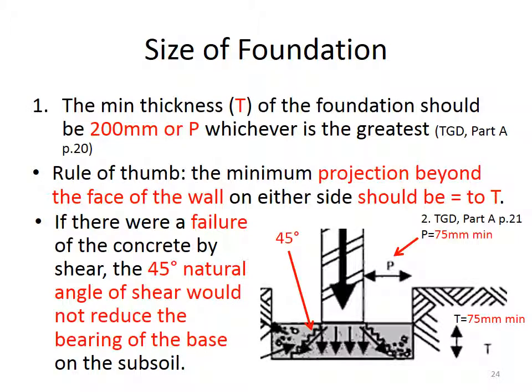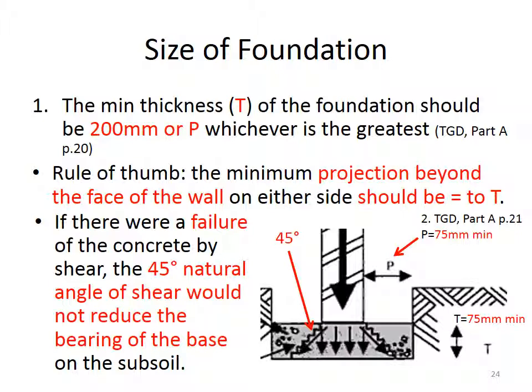Some information now on the size of our foundation. The minimum thickness indicated by T in the diagram in the bottom right hand corner here of a foundation should be 200 millimeters or equal to P, whichever is greatest. This is outlined in TGD Part A, page 20. So the thickness of any foundation has to be at least 200 millimeters or equal to P, which is the projection of the foundation beyond the face of the wall, whichever is the greatest.